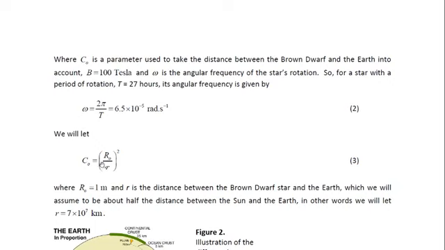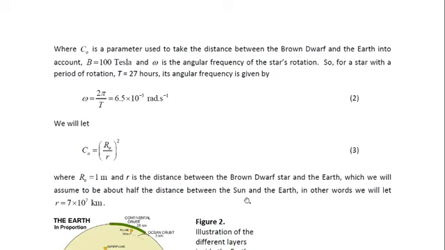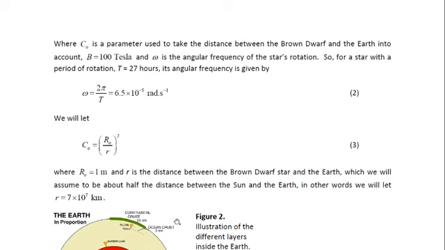Now we're going to let C naught equals R naught over R, where R naught is just another parameter, so we have correct units. And R is the distance between the brown dwarf star and the Earth. And we're going to set that to be half the distance between the Sun and the Earth. In other words, 7 times 10 to the 7 kilometers.